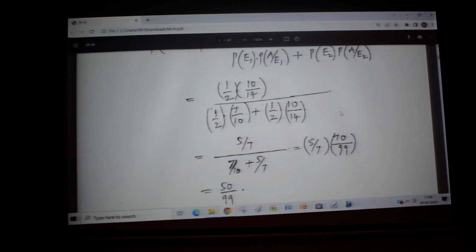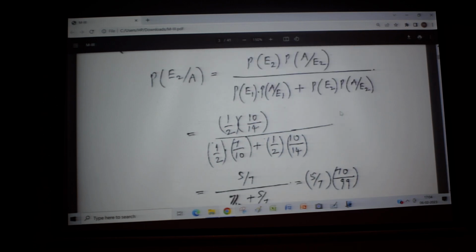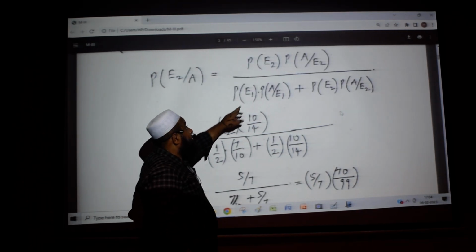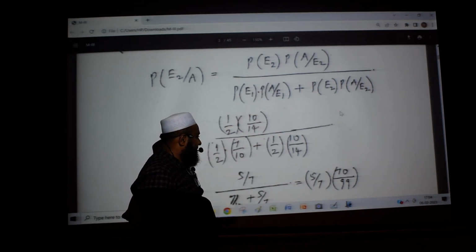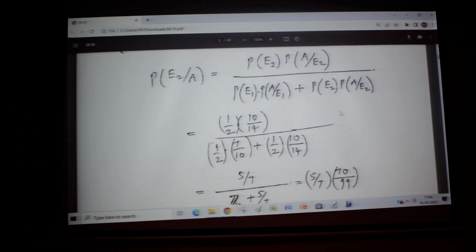Very nice, good. So again, just simplifications: 1 by 2 for this P of E2, 10 by 14 for A by E2, all these things. Okay, fine.